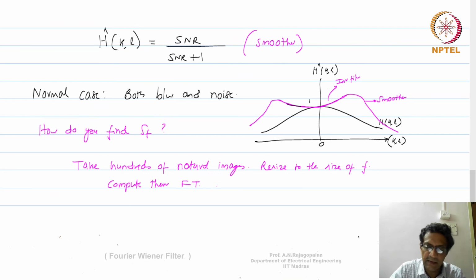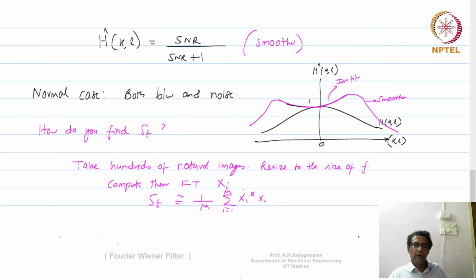Let's say that each of these images has a Fourier transform Xi, and approximate SF as 1 by m summation. Xi is a matrix now, it contains the DFT coefficients of that natural image. So do Xi star Xi, an element-wise matrix multiplication, where i goes from 1 to m. Such an averaging of the magnitude square of the Fourier coefficients of natural images can be taken to be a rough estimate of SF, because in the absence of any other knowledge.